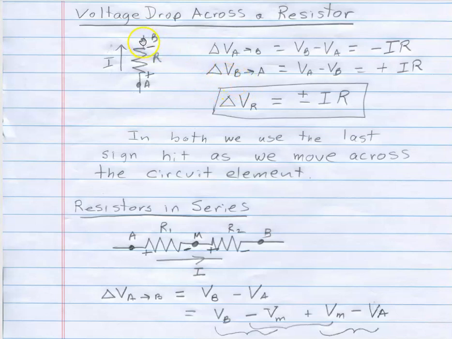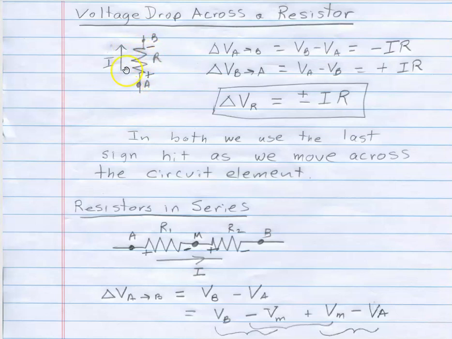Now, delta V as I go from B to A is the final minus the initial. I go from B to A, the final is VA, and the initial is VB. And again, I just write down IR since it's a resistor. And as I move across it from B to A, I use the last sign that's hit. Again, you have to assign the high potential side and the low potential side of the battery.